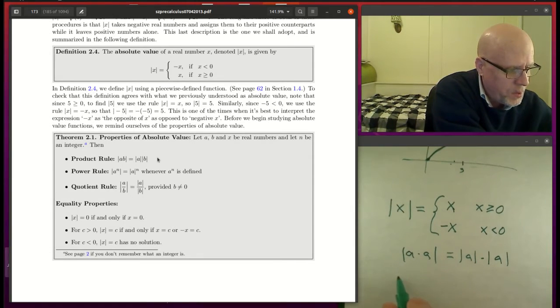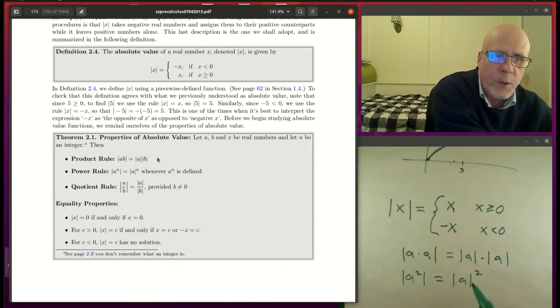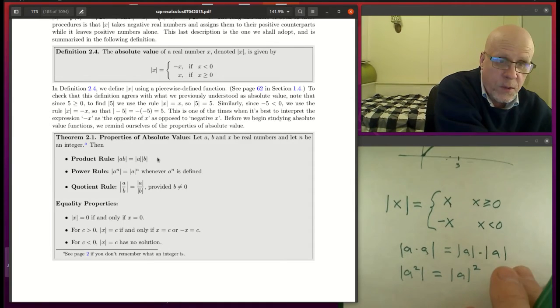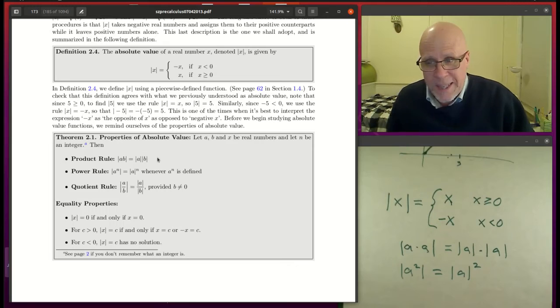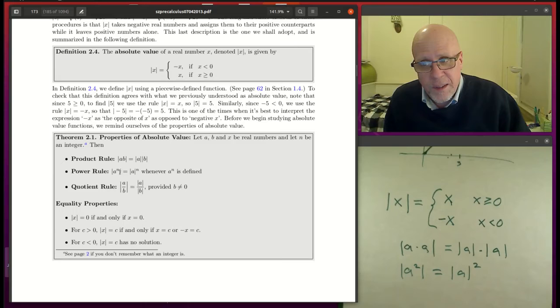Now, what I just did there is a special case of the rule we're seeing next. They're calling it the power rule. This is the absolute value of A squared being the absolute value of A, squared. And if I can do it for squaring, I can do it for cubing. Just throw one more factor of A in there, and so on. So I'm attempting to argue why this is true in general: any power applied to A and then stuck inside absolute values is the same as taking the absolute value and then applying that power. Why do they say this whenever A to the n is defined?